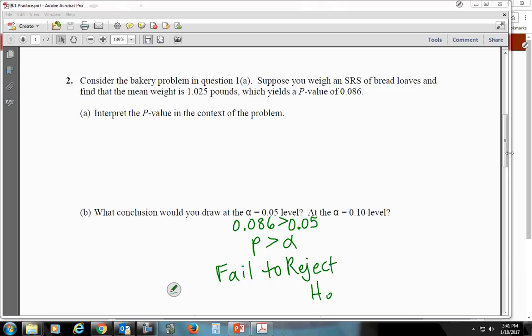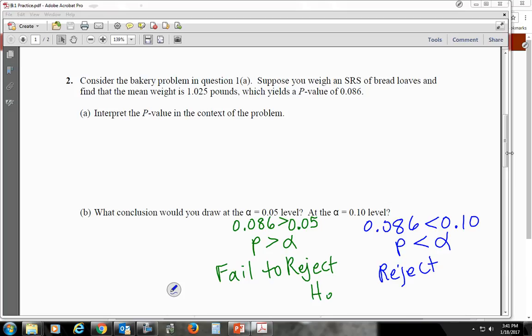So P is greater, we fail to reject the null, and then comparing 0.086 to 0.10 instead, what would you say about that? Now it's less than, right? So now we have P less than alpha, so we reject the null instead. Are we okay with all that?